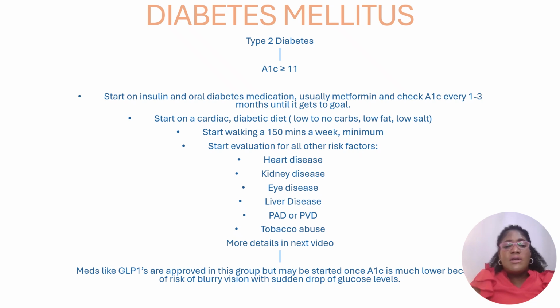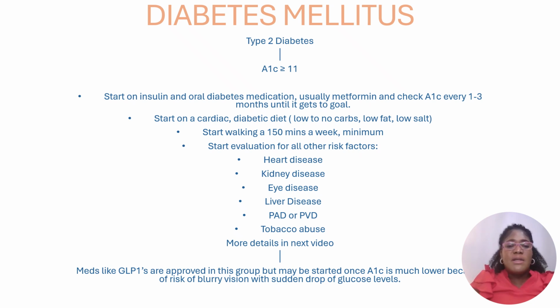And so the goal is to try to get the A1C down as fast and as safely as possible. So usually we'll start you on an insulin which is weight-based, and in addition to that, you'll be started on an oral medication. The oral medication is usually metformin, even though there are many other oral medications that could be used and tailored based on your personal medical history. Okay, and usually we'll want to check an A1C every 1 to 3 months until we get it to goal.